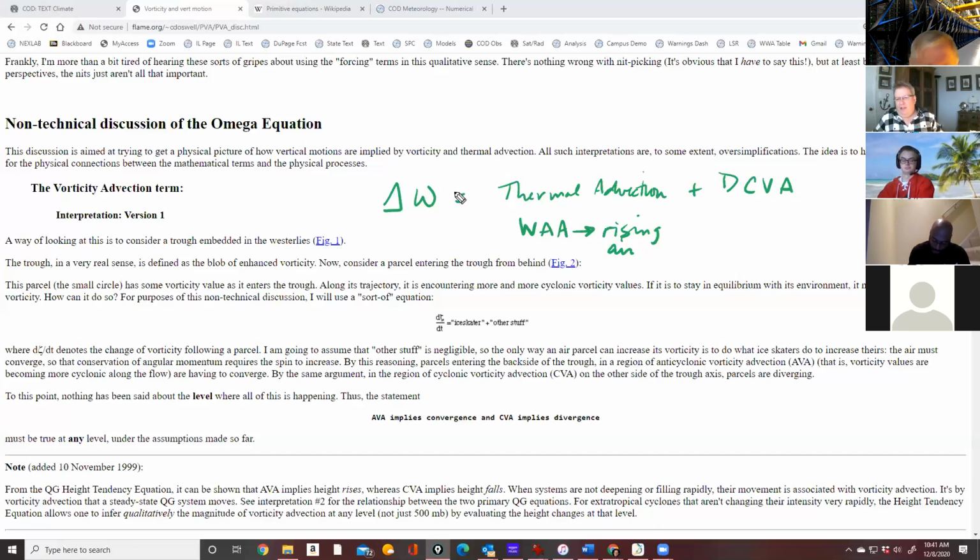Now, the other thing here, do you remember, Jacob, do you remember what dCVA stands for? Not off the top of my head. Vorticity. Differential cyclonic vorticity advection.